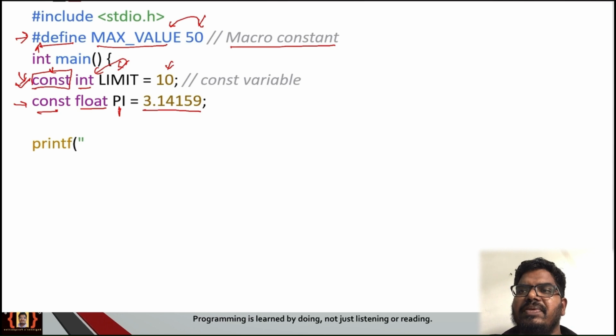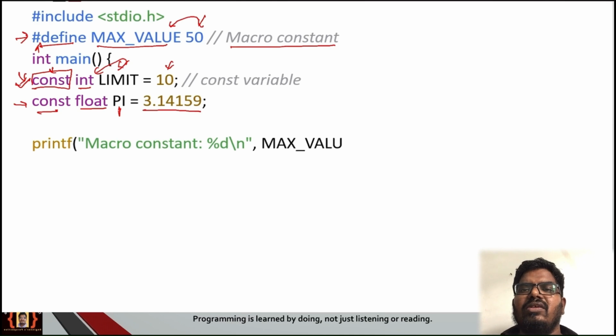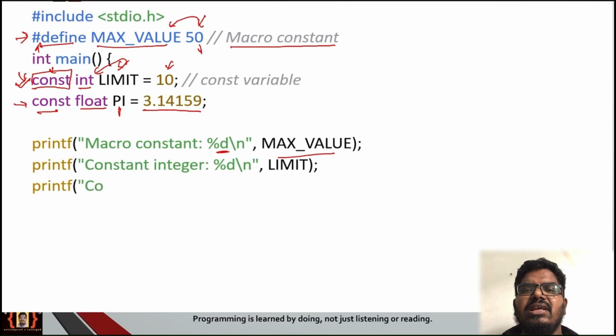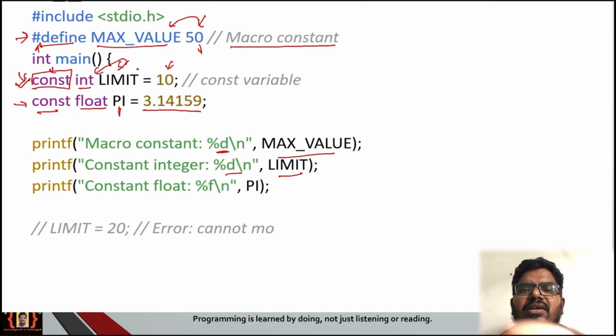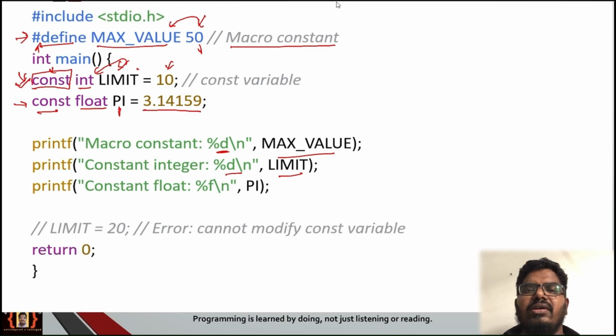Now the next step is I'm going to print them here. The macro constant MAX_VALUE is of integer type because 50 is an integer, and the constant integer limit is also an integer here. I'm printing with %ld. Here I am just commenting this out for now. During execution, I'll show you: I already mentioned limit equal to 10 here, but here I am trying to modify that limit to 20. So I am commenting it out now.